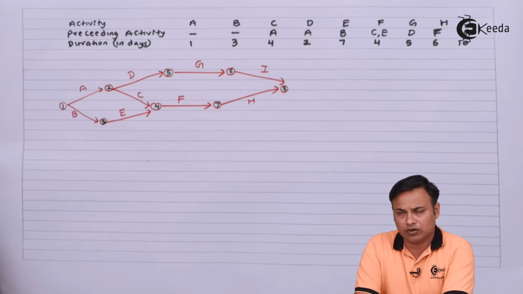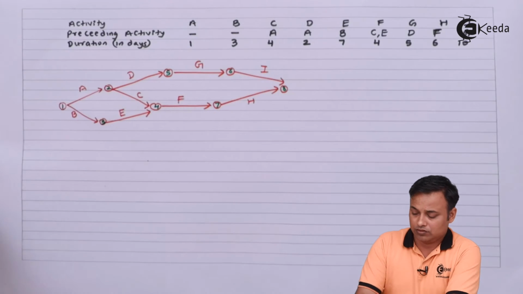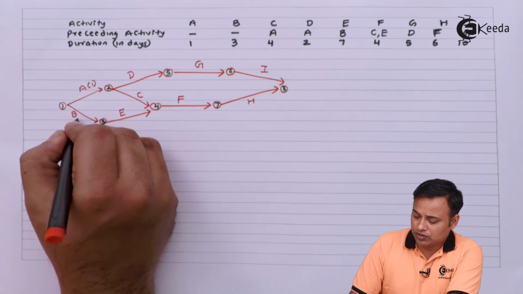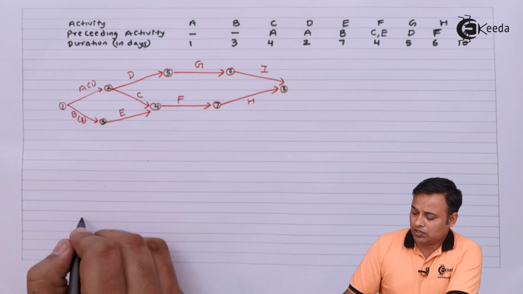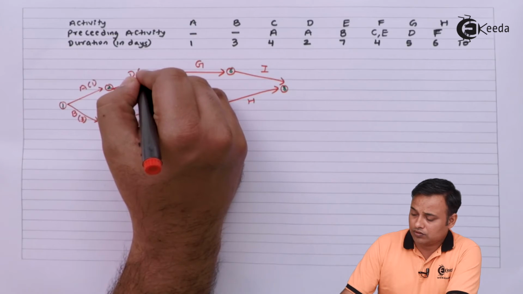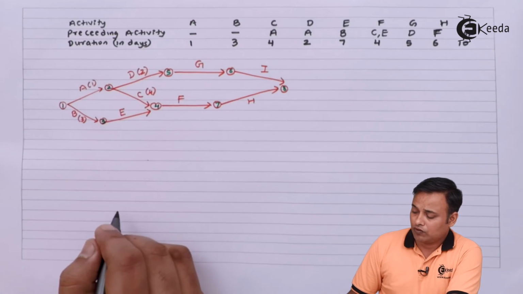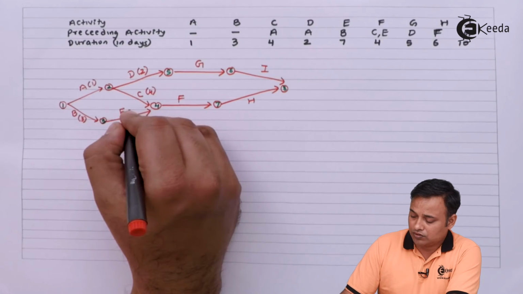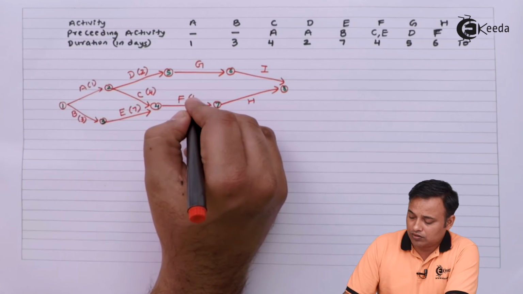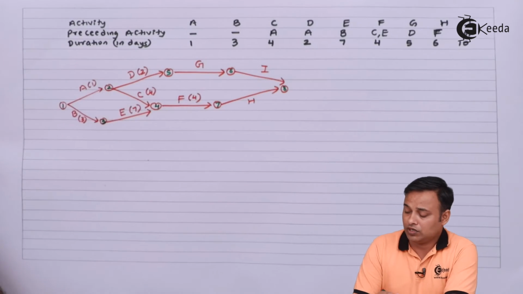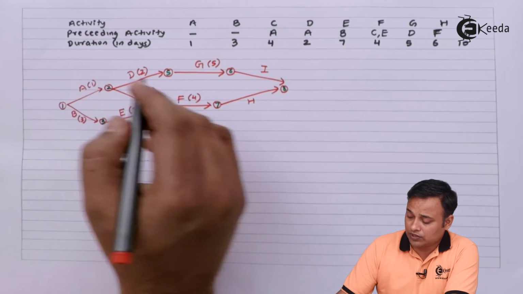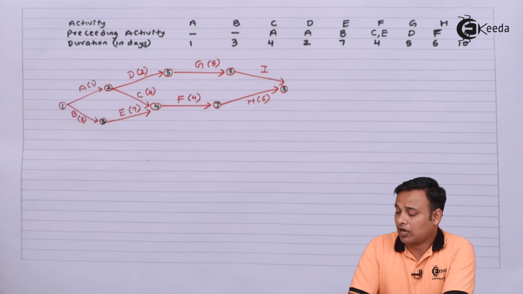I'll put down the numbers of the duration against each of the activity. For A the duration is 1, for B the duration is 3, for C the duration is again 4, for D it is 2, for E it will be 7, for F it shall be 4, for G it shall be 5, for H it will be 6, and for I it will be 10.